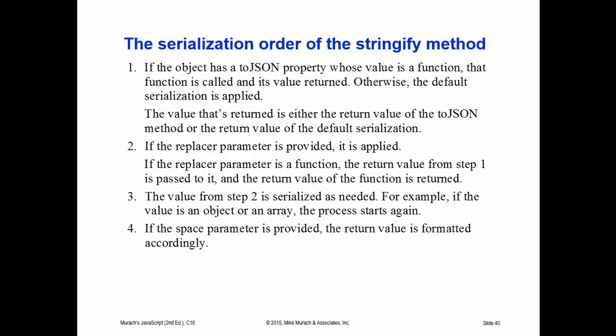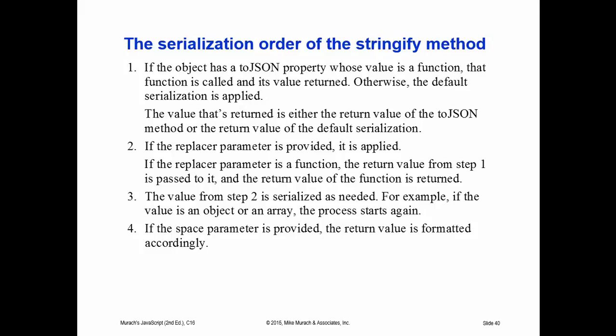All right. On pages 540 and 541, they talk about the serialization order of the stringify method. When you customize the way the stringify method serializes JavaScript, it's important to understand the order of its steps. Otherwise, your customization may go awry. In this first step that you see right here, stringify checks for a toJSON property whose value is a function definition. If it finds one, it invokes the function, passes it the current item being serialized, and returns the value it gets back. If it doesn't find one, it applies the default serialization to the current item and returns the result.